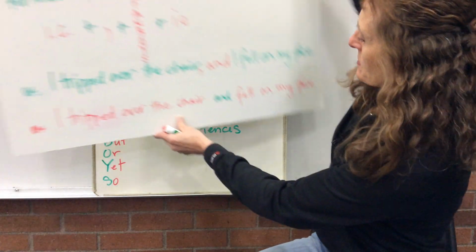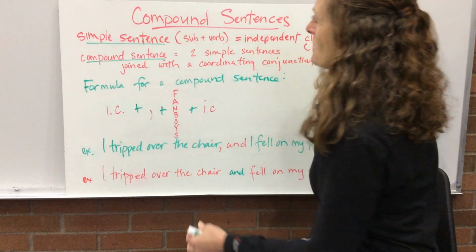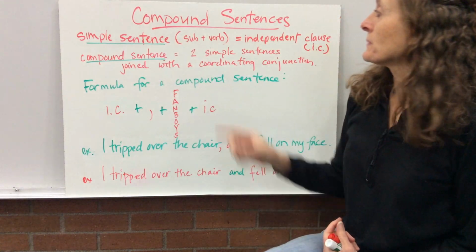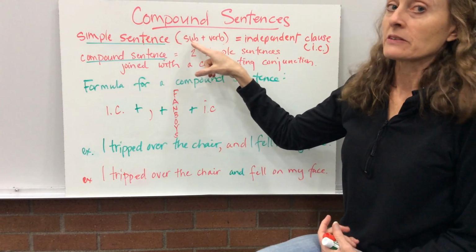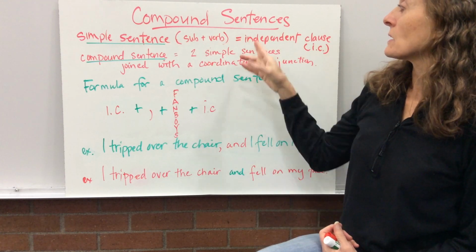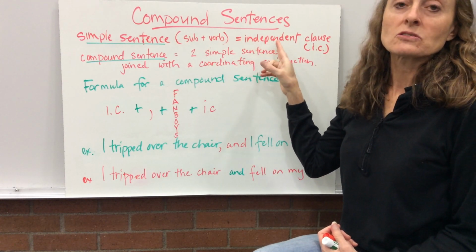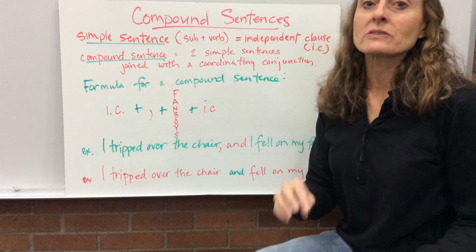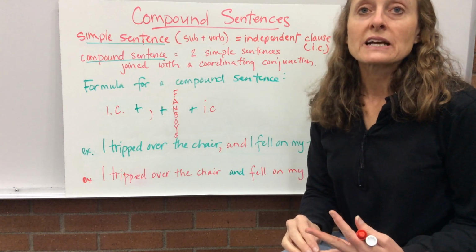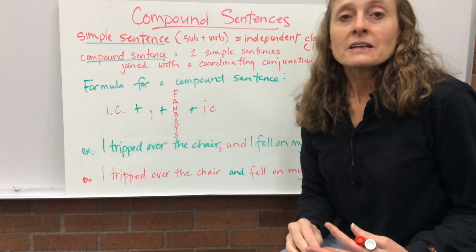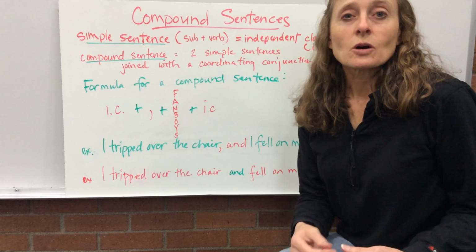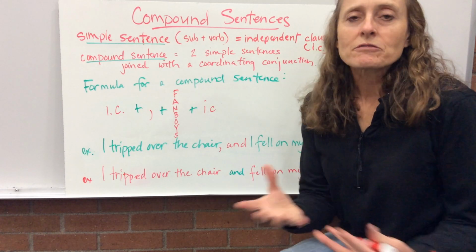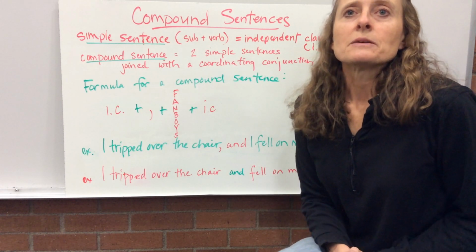So, just to review, a simple sentence, which we talked about last time, is just that: it has a subject and a verb, right? And together, those things are an independent clause. It's the same thing. Simple sentence equals independent clause. The way that I like to think of it is that sentence could go out and live on its own and make a living as a sentence. It has everything that it needs.